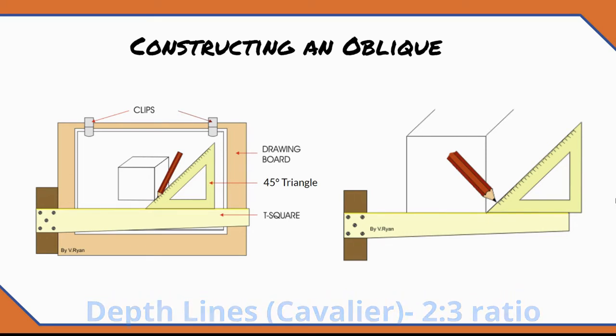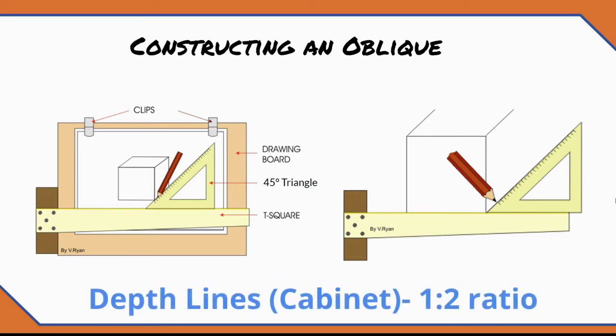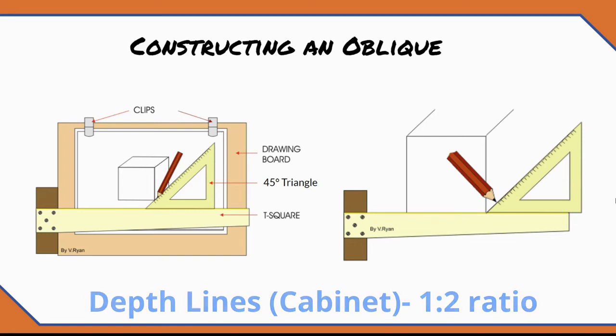oblique, and use 1 full grid space in the depth direction for every 2 spaces in the height and width direction for cabinet obliques, which will help shorten up the depth dimension and make it look a little bit more accurate, even though the depth lines are shorter than real life.